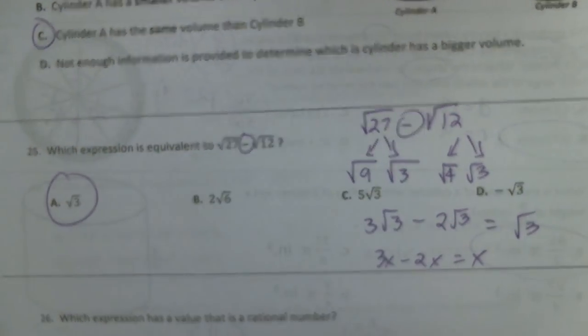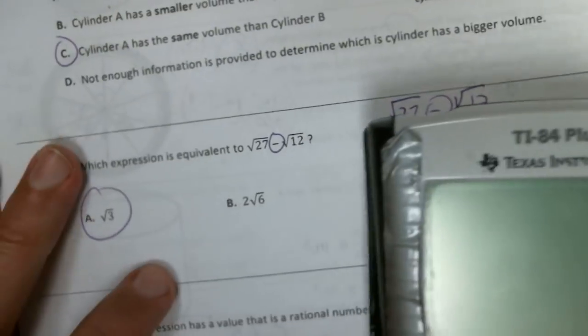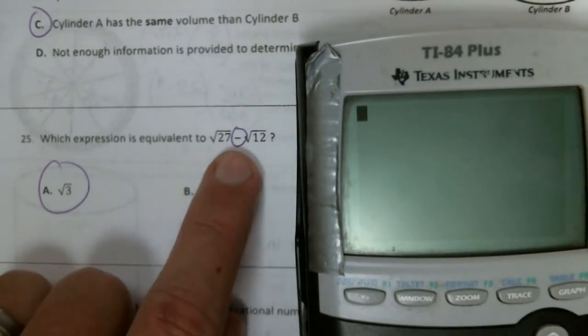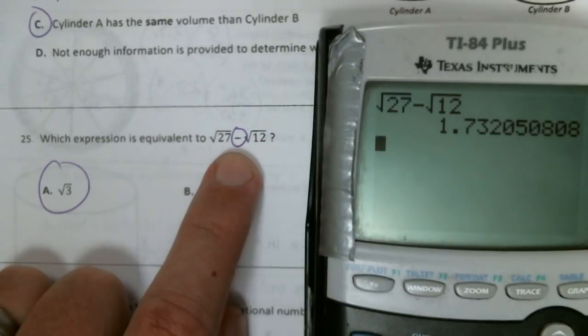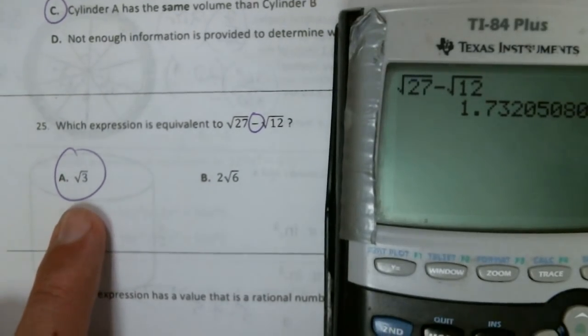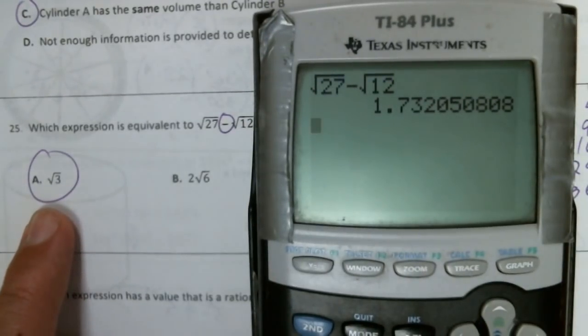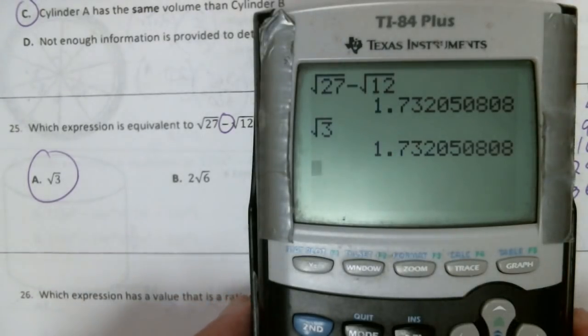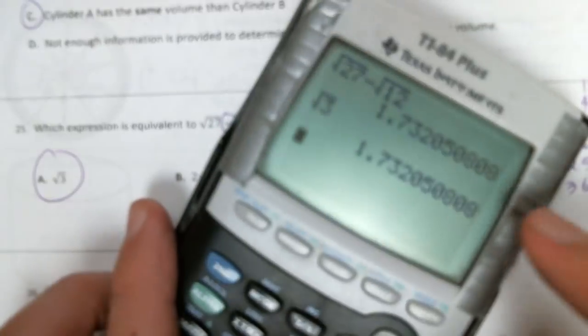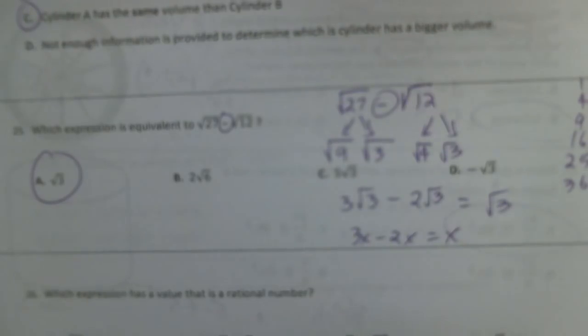Okay, if this is on the calculator part, guys, use a little trick that I taught you. Plug in the original question, square root of 27, minus the square root of 12, get a number. Guys, I don't care what that number is. I do not care. I just need a number. Okay, let's type in what we think that simplifies to. We think that simplifies to the square root of 3. Oh my goodness, they match. Confetti falls from the sky, and you move on to the next question. This is a killer, guys. It's a killer cool trick.